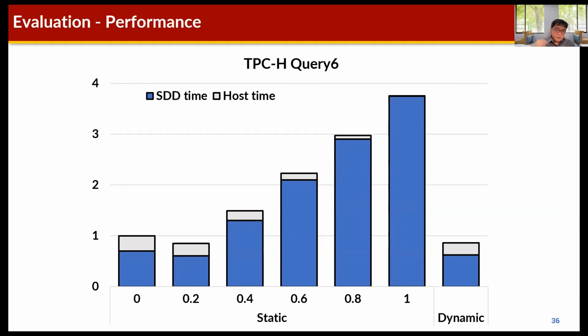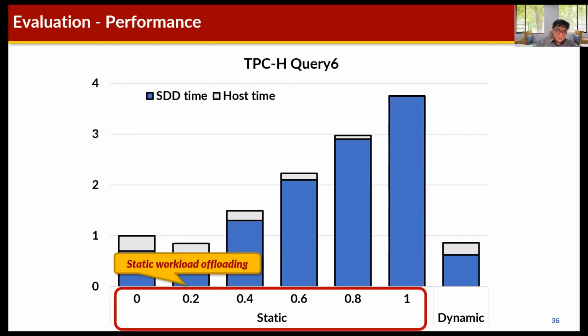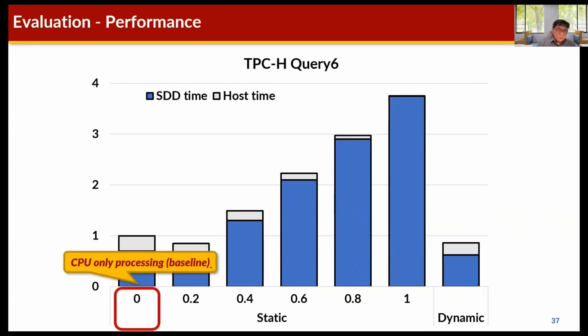This graph shows the performance of the summarizer, the execution time of TPC-H query 6. The x-axis means the static workload offloading, that is, the workload is partitioned by a static ratio, like 0, 0.2, 0.4, something like that. 0 means CPU-only processing, which is also the baseline, so the entire data is processed by the host CPUs. And 1 means SSD-only processing.